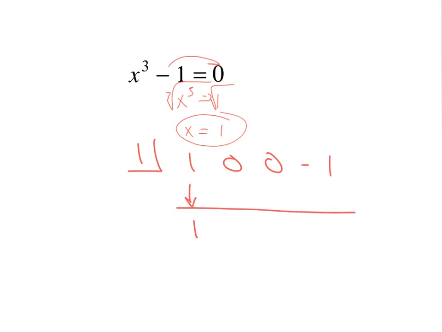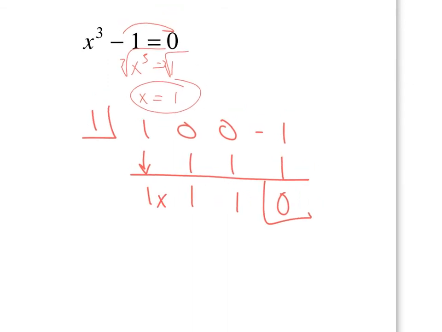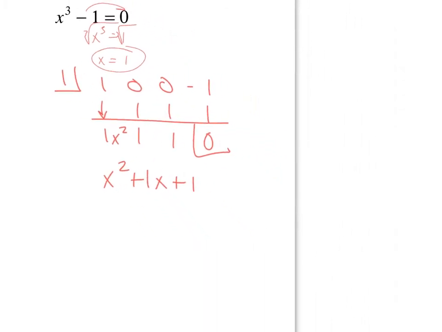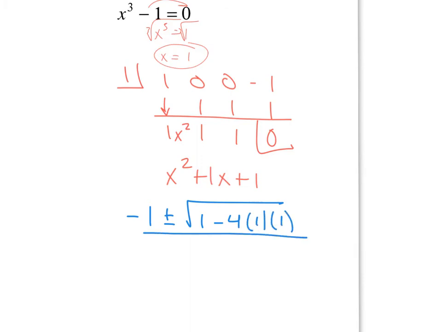1 comes down. It's 1. 1 times 1 is 1. 0 and 1 is 1. 1 times 1 is 1. 0 and 1 is 1. 1 times 1 is 1, and that is 0. So I'm left with, because it was an x to the third, this is going to be x squared. So I get x squared plus 1x plus 1. And that would go through the quadratic formula. And I'm just going to do this quickly because hopefully by now we understand how to use the quadratic formula. But opposite of b plus or minus the square root of b squared minus 4 times a times c, all over 2 times a.